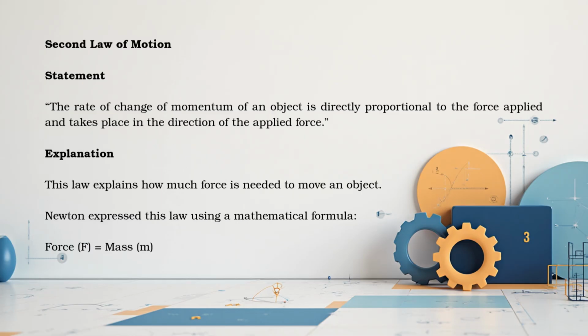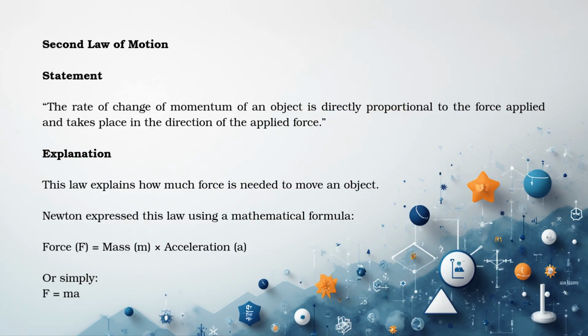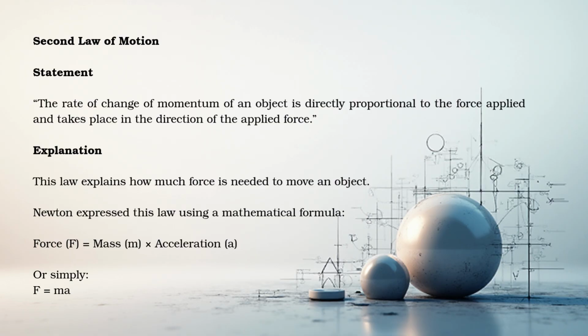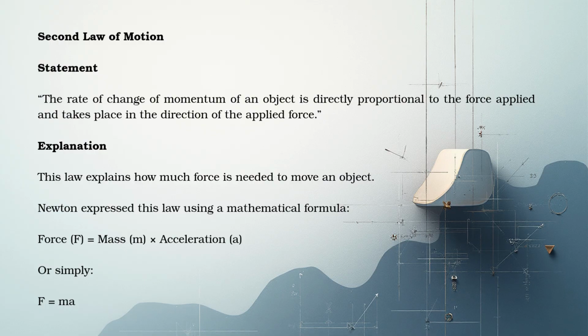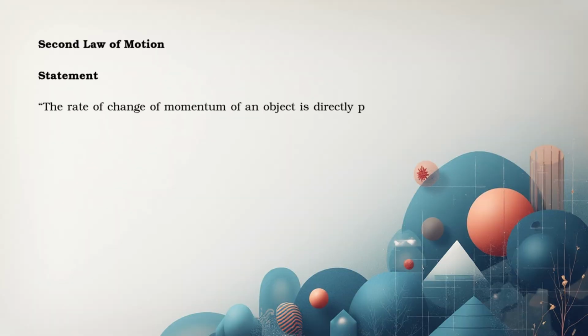Now let us learn the second law of motion. The rate of change of momentum of an object is directly proportional to the force applied and takes place in the direction of the applied force. This law explains how much force is needed to move an object. Newton expressed this law using a mathematical formula, that is, force equals mass times acceleration. In short, F = ma.